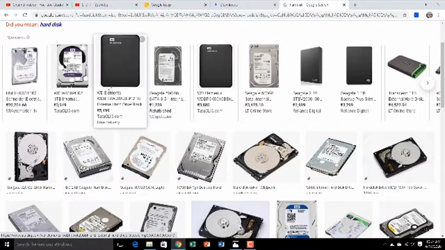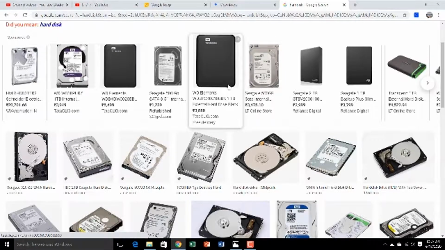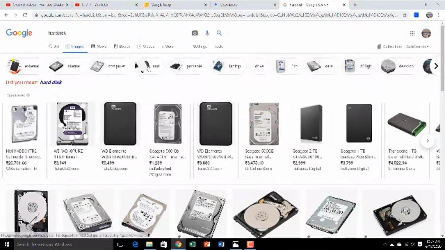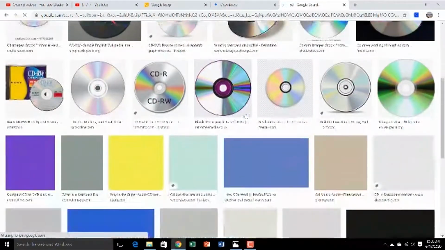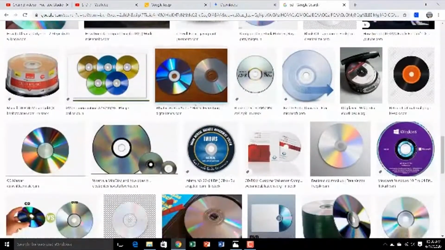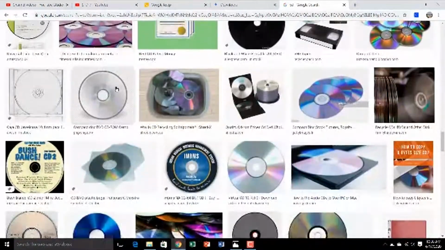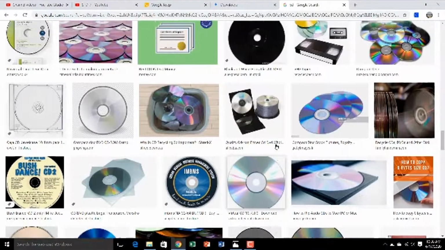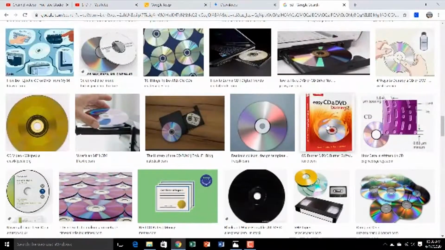Now we discuss the external storage devices like CD, DVD or pen drive. These are not attached in a computer. This is our external storage device, like a CD. You will see different CD and DVD images. There are lots of images available, in different colors and different sizes. These are all CD related images. You can store data on this CD. So these are the external storage devices.